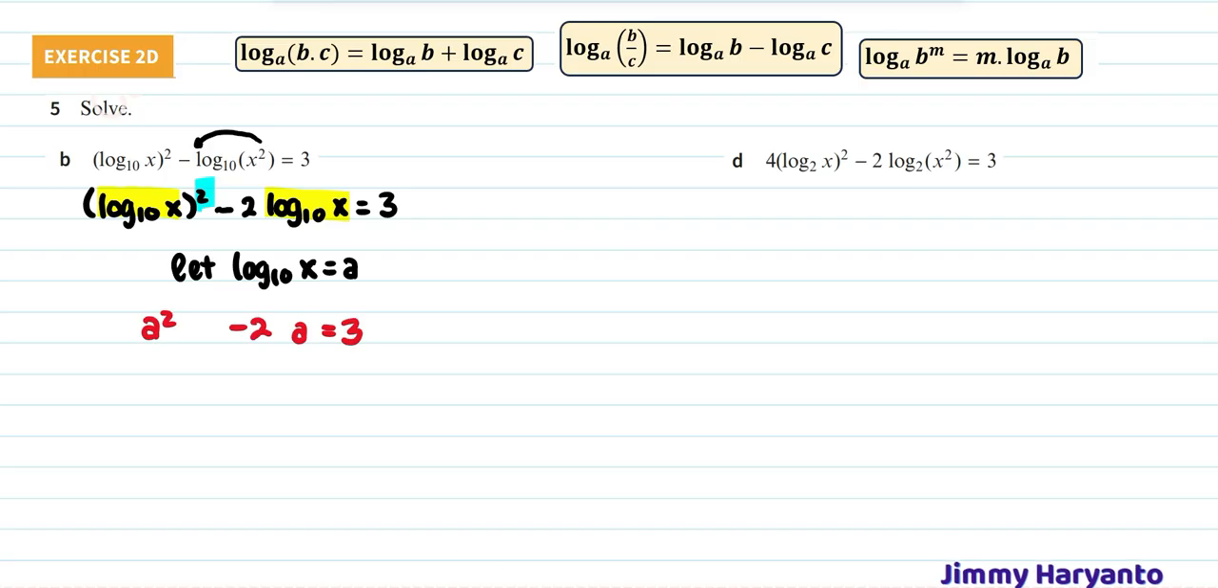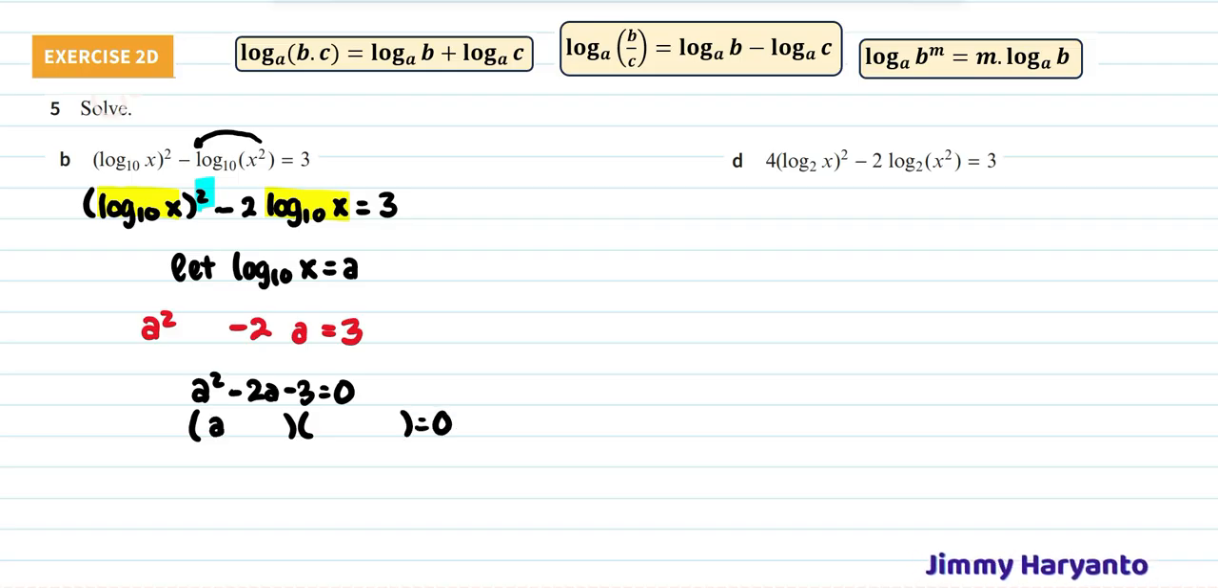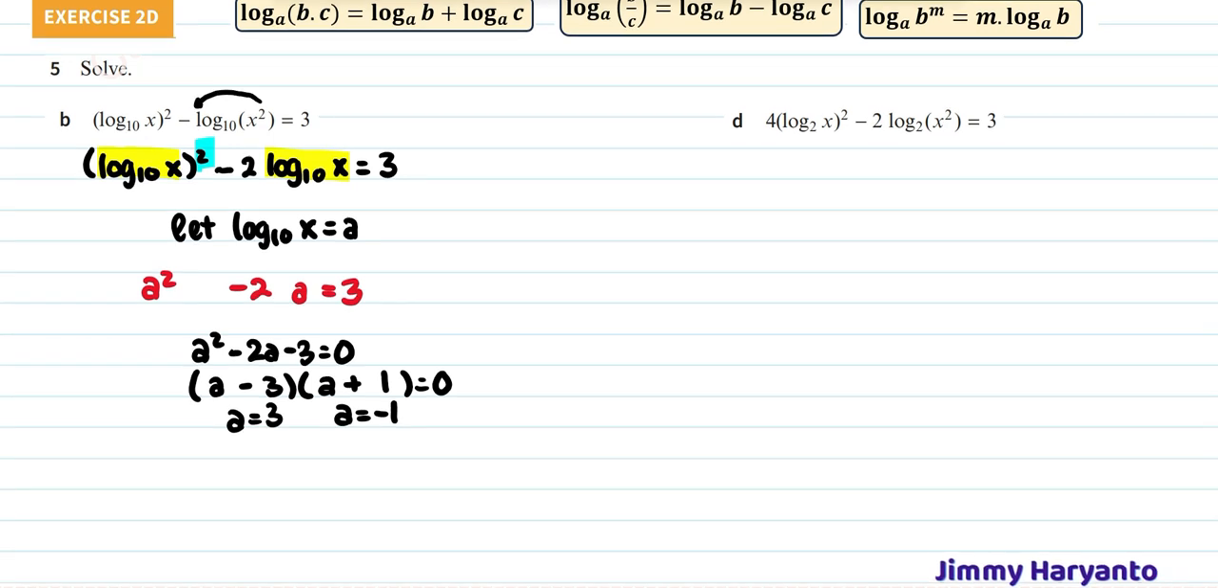And then we will solve this using quadratic equations like this, and then you will factorize it. 3 and 1, negative and positive. So a equals 3 and a equals negative 1. But this one is not the x, that means we still have to calculate it more, equals a.